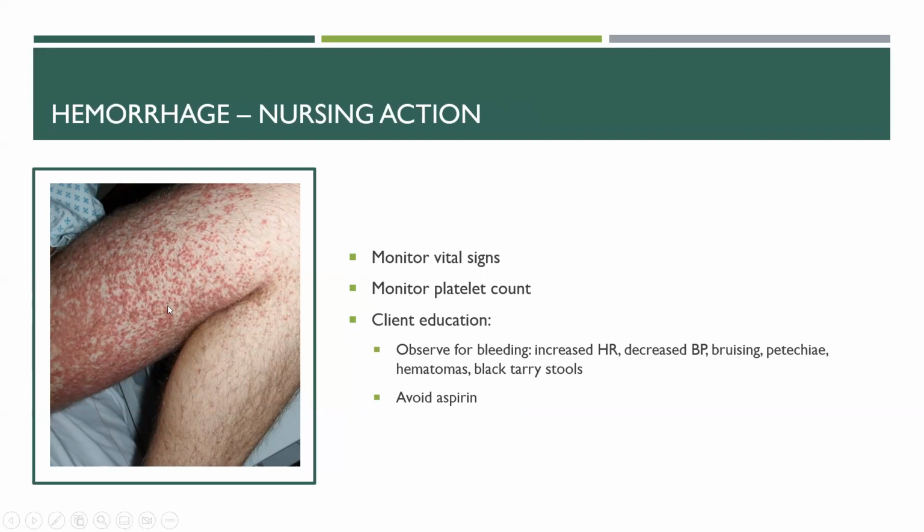This picture here shows petechiae. They always describe it as little purple dots. It kind of depends on which patient you're looking at, but what it really is, is little dots that are everywhere that can indicate that they have petechiae. You want to look for hematomas and black tarry stool. That black tarry stool indicates a GI bleed. And once again, you're avoiding aspirin.